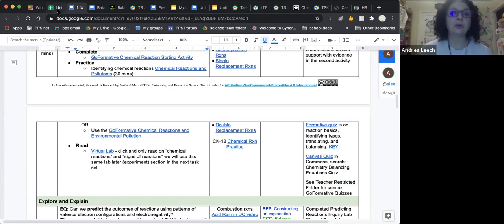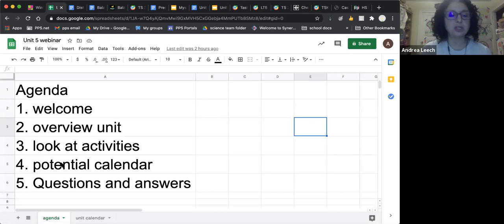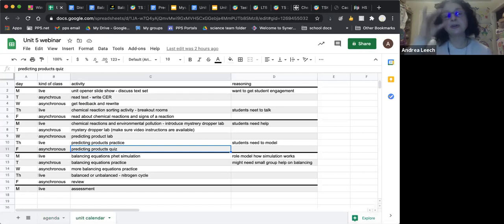Now, when I planned out what I would do if I was teaching this, I came up with this sample unit calendar. I was thinking of doing the opener as a live synchronous session so that you can get some engagement and decide who's going to get which texts to read, and then having asynchronous time for them to read through them and write their claim, evidence, reasoning. Then they do the reaction sorting activity through breakout rooms or group discussions so that they get the idea of the patterns that are going on and you can help them understand those.